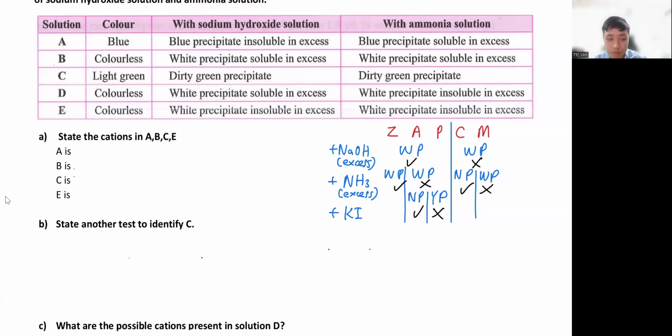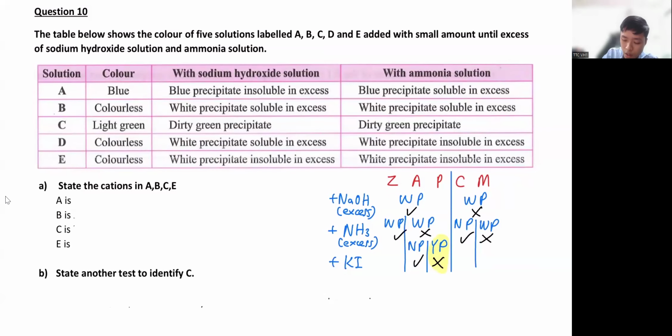Then you get this table. After that, you can look at this. First of all, you solve the colors first. You are adding NaOH in this question, and also ammonia, NH3.